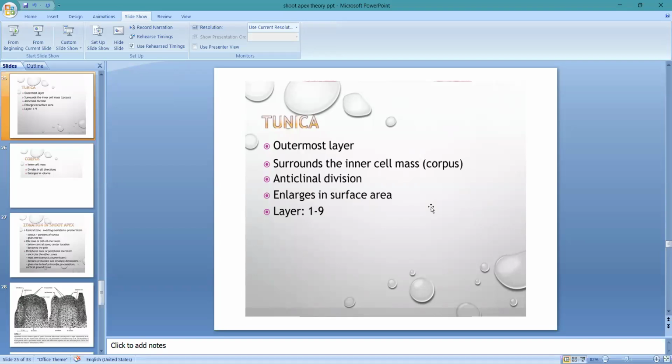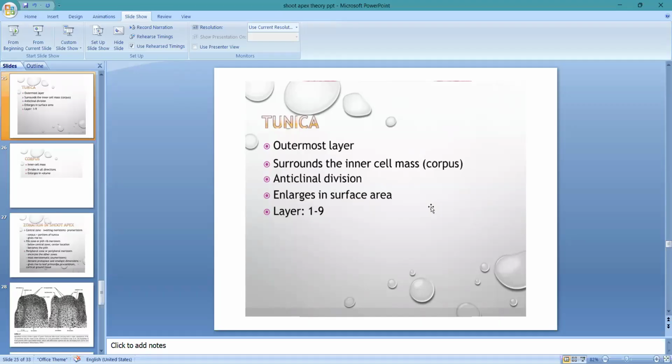This theory does not imply any relationship between the apical zones and subsequent formation of tissues. In this point, the theory sharply differs from the histogen theory. Okay, the outermost layers of tunica commonly give rise to the epidermis.